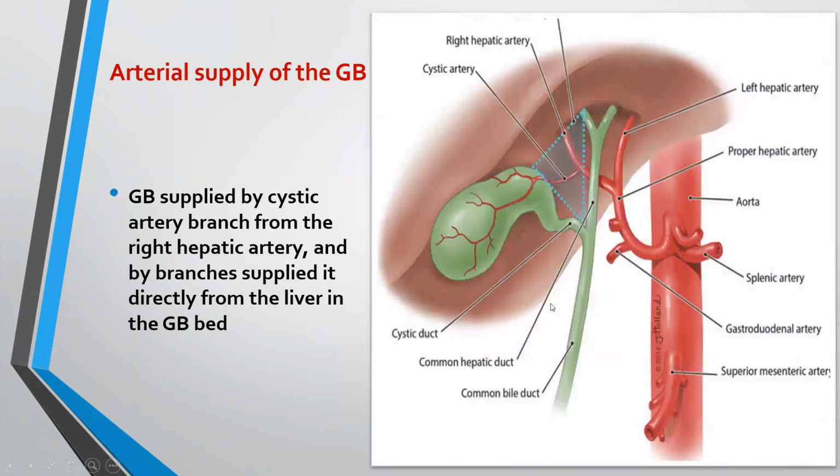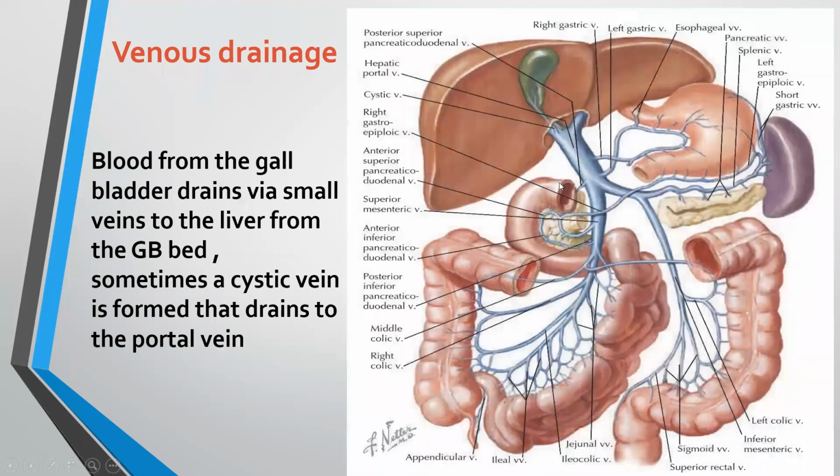Arterial supply of the gallbladder. The gallbladder is supplied by the cystic artery, a branch from the right hepatic artery, and also supplied directly from the liver in the gallbladder bed. This is the cystic artery. Venous drainage of the gallbladder is via small veins directly to the liver in the gallbladder bed. Sometimes a cystic vein is formed that drains to the right portal vein.